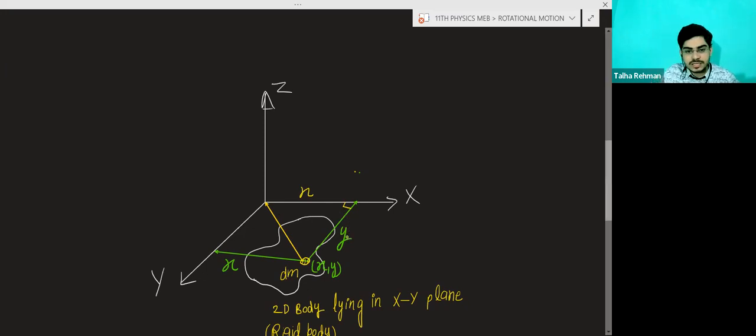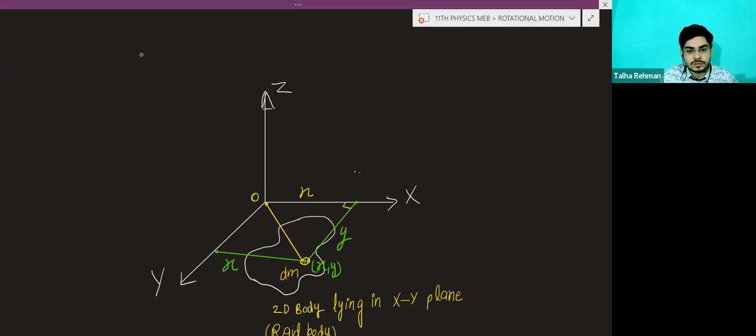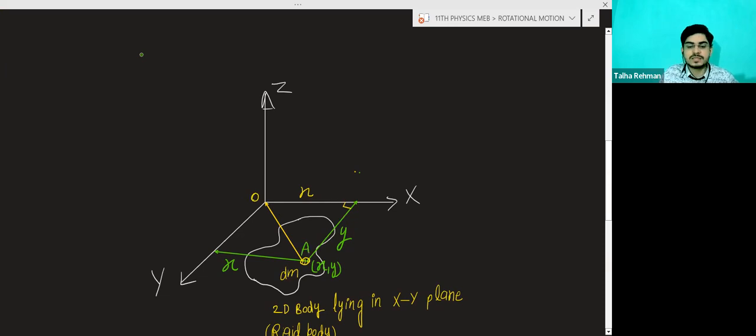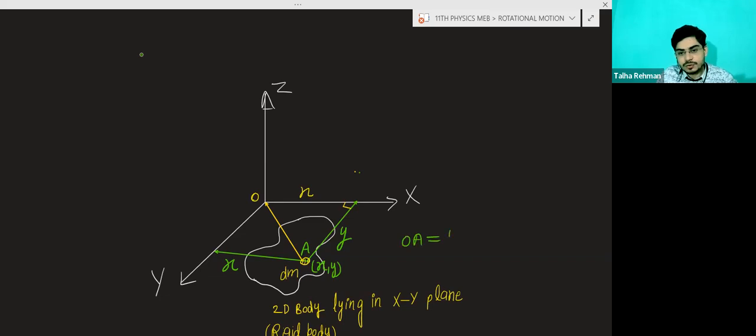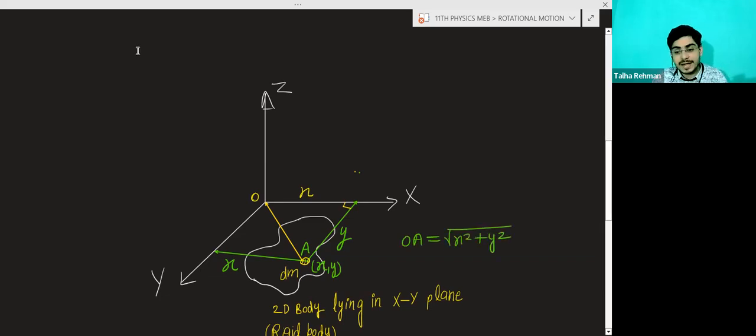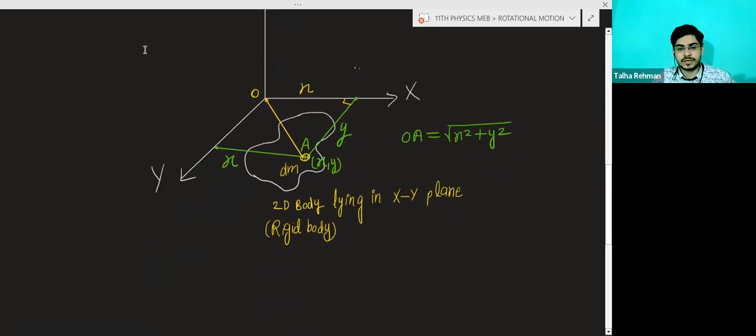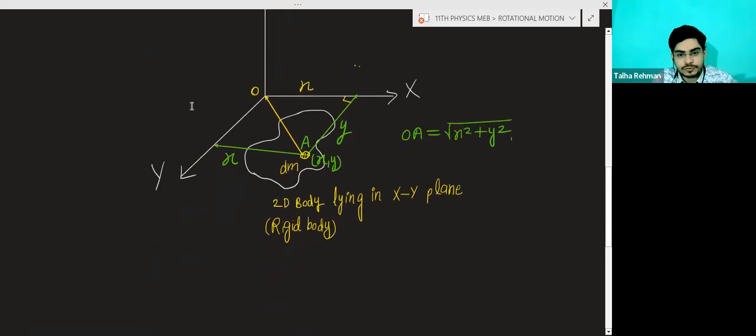So this distance, suppose this is O, and this point is A, where the mass is placed. So what will be the distance OA? That is equal to under root of x square plus y square. Why am I finding these distances? Wait, I want to find the moment of inertia.